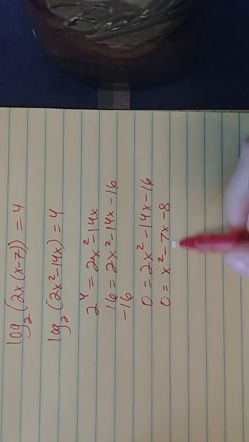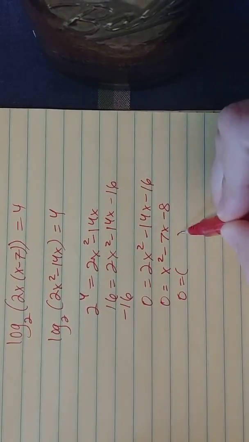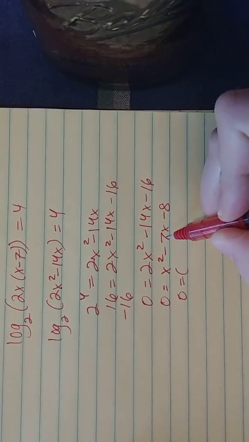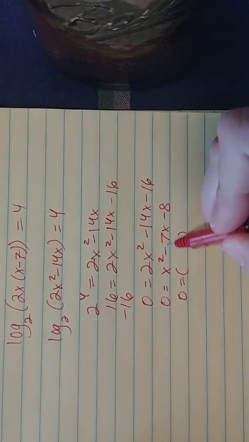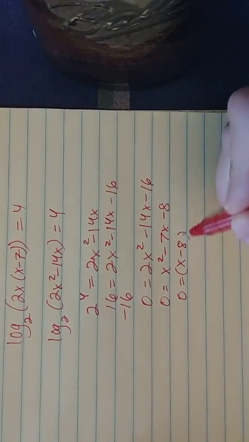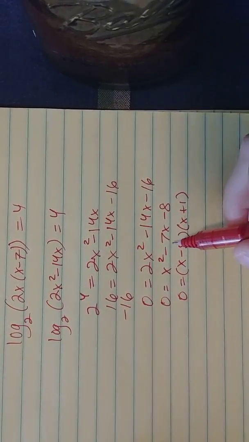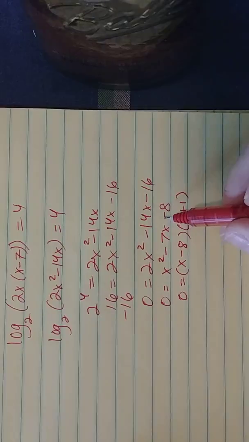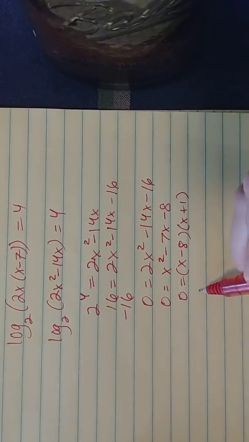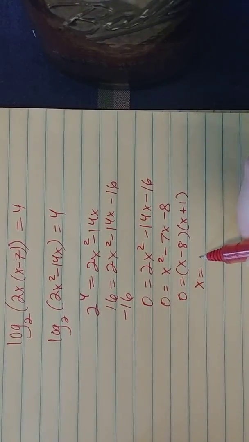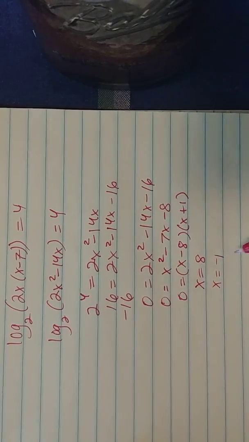And because this is a quadratic, I want to factor to solve. So factors of 8 with a difference of 7 are 8 and 1, and because this is a minus 7, it's x minus 8 and x plus 1. So if I FOIL this together, my middle term is a minus 7, and my constant term is a minus 8. So if I set each factor equal to 0, I have x is 8 and x is negative 1.